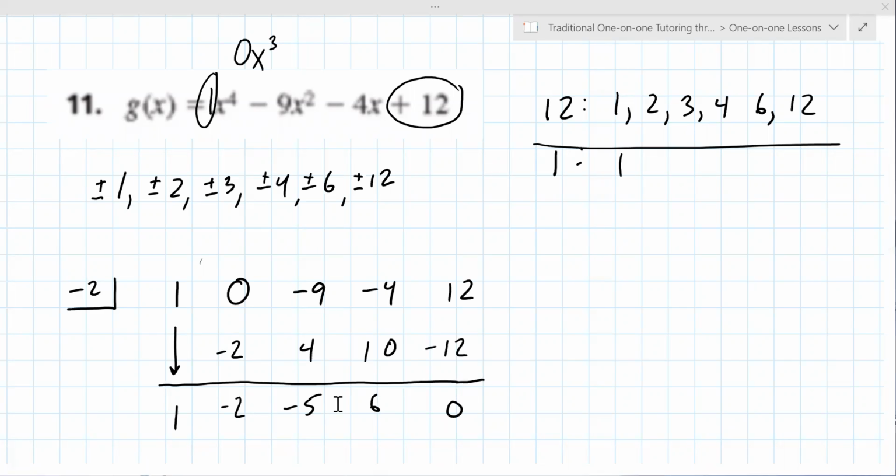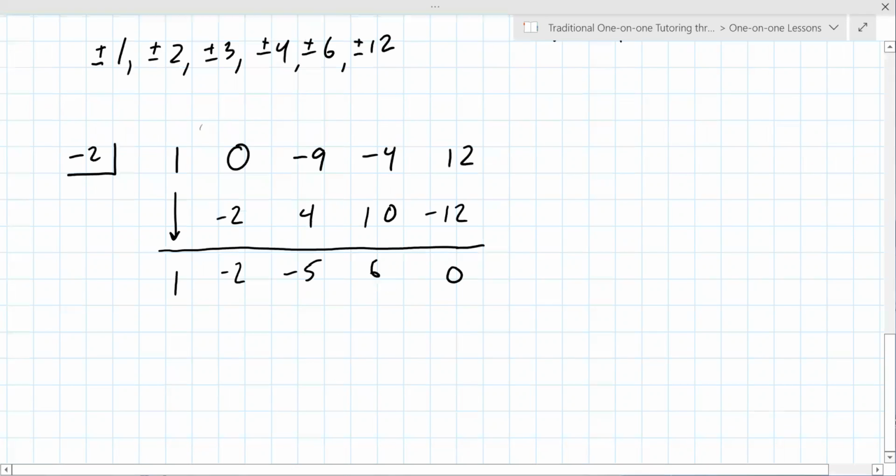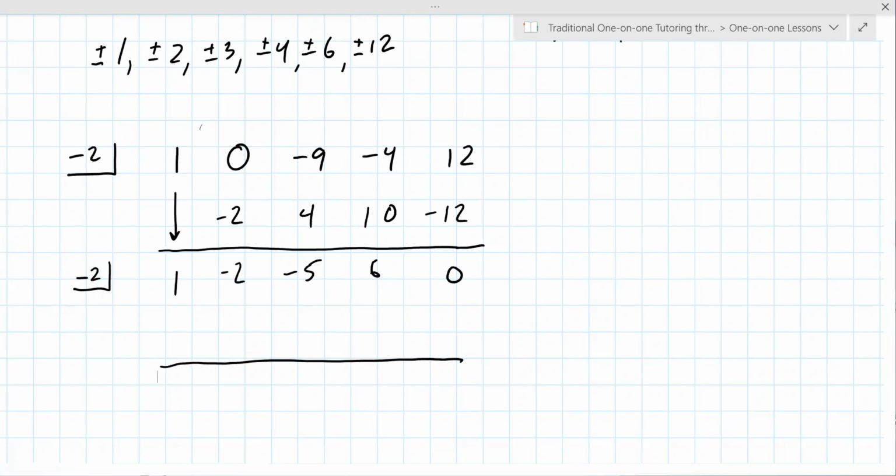Okay, just confirm that you're okay with how I got those numbers. And this is an example of one where you have to try -2 again, because it's actually a double root. So I'd like you to try that.